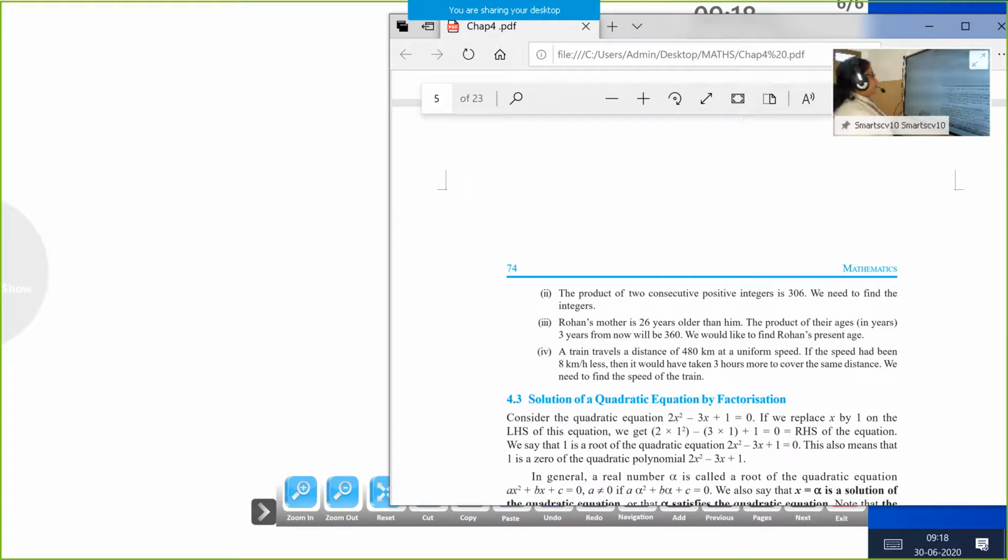Next question. A train travels a distance of 480 km at a uniform speed. If the speed had been 8 km per hour less, then it would have taken 3 hours more to cover the same distance. We need to find the speed of the train.